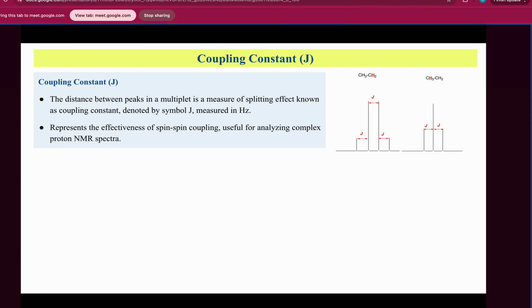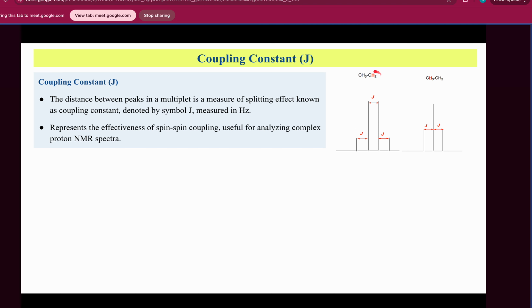Okay, now we have talked about coupling and splitting. Now there is another term, the coupling constant. Because if coupling is happening, then there is some constant value associated with it, which is known as the coupling constant. The coupling constant represents the distance between the peaks in the multiplet. Multiplet means if you are observing more than one peak. It is a measure of the splitting effect. It tells you how much intensity of the splitting effect is taking place. It is denoted by the symbol J and its units are Hertz.